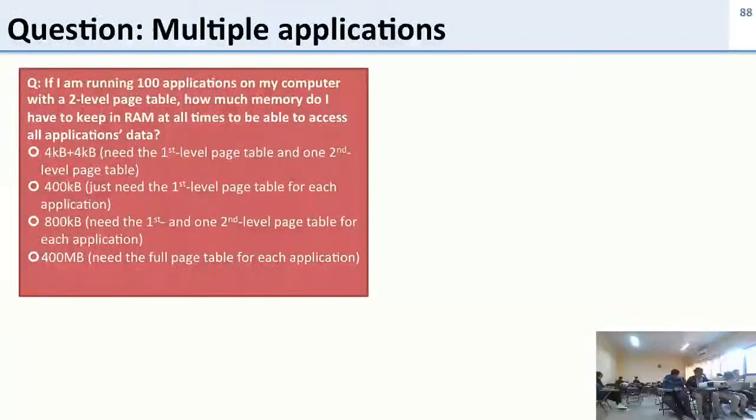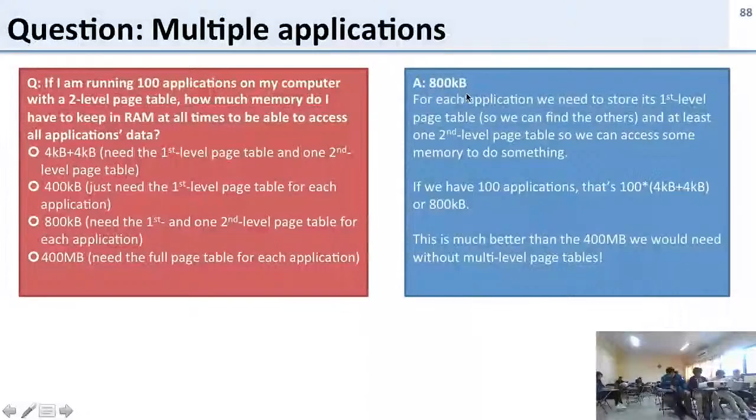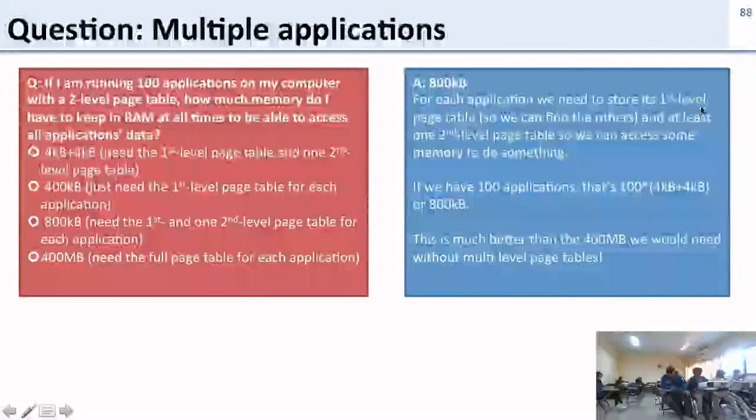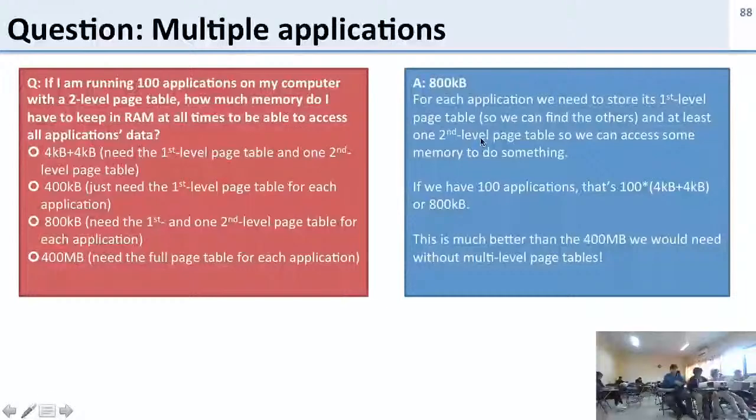So here's a question. If I'm running 100 applications on my computer with a 2-level page table, how much memory do I have to keep in RAM at all times to be able to access all the applications and their data? What's the minimum amount I have to keep in memory at all times for their page tables? Well, in this case, it's 800 kilobytes. So for each application, we need its first level page table and at least one second level page table so we can get some translation. 100 applications, that's 100 times 8 kilobytes or 800 kilobytes. If we'd had to keep the whole page table in memory, this would be 100 times 4 megabytes or 400 megabytes. So we're saving a huge amount of space by doing this.